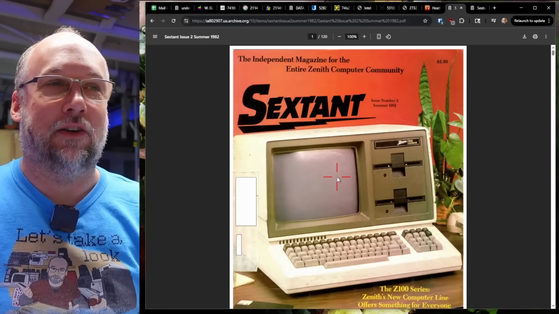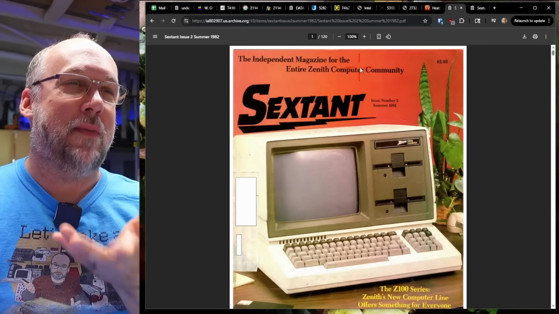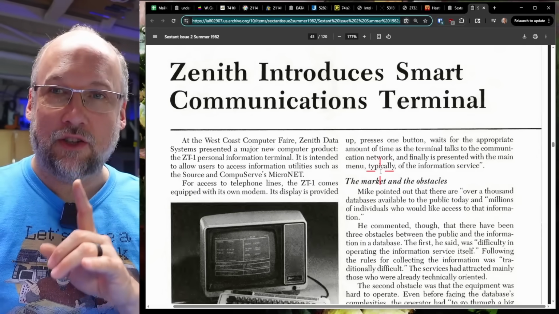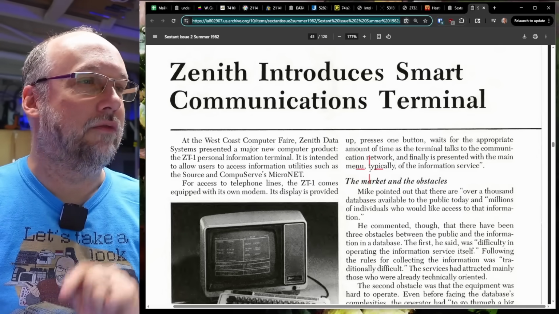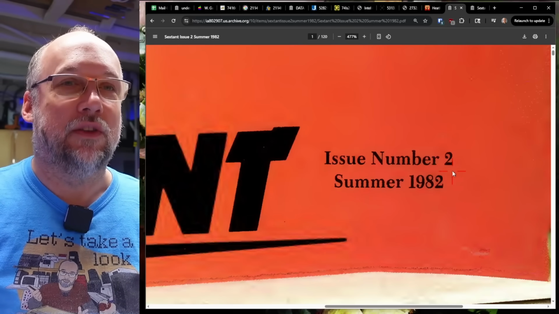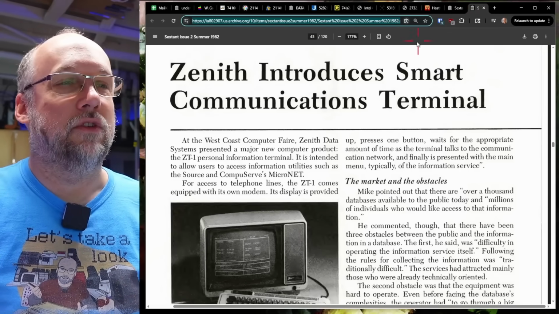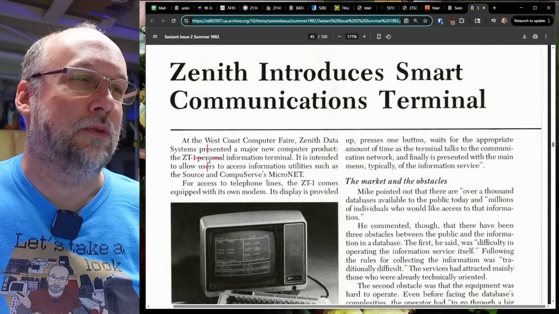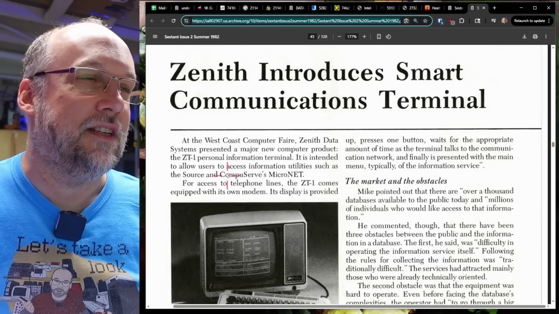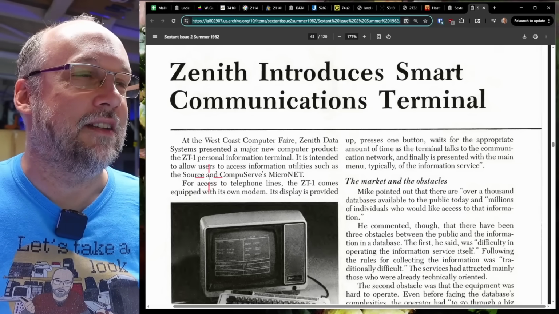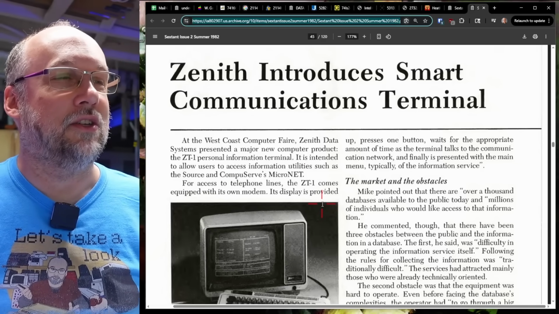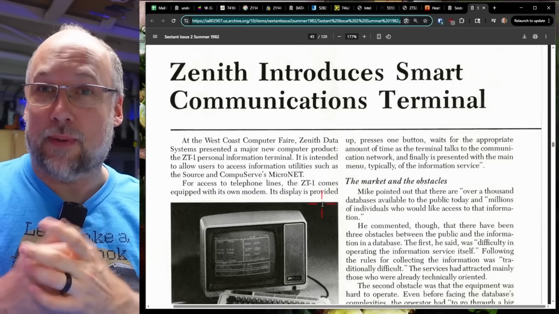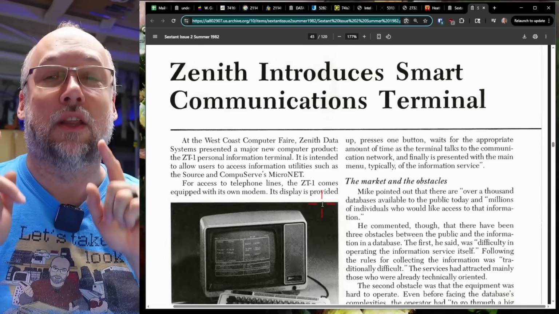And I found this magazine called Sextant, which is an interesting name for the independent magazine of the entire Zenith computer community. And on page 45 of this magazine is actually an article specifically talking about the launch of this product. This particular issue came out in the summer of 1982, which I'm assuming the coverage of the launch was from around that time. And it was at the West Coast Computer Fair that Zenith Data Systems presented a major new computer product, the ZT-1 Personal Information Terminal, and it's intended to allow users to access information utilities such as Source and CompuServe's MicroNet, and that would be without using a computer, because we know already from part 1, this thing has a built-in 300 baud modem.